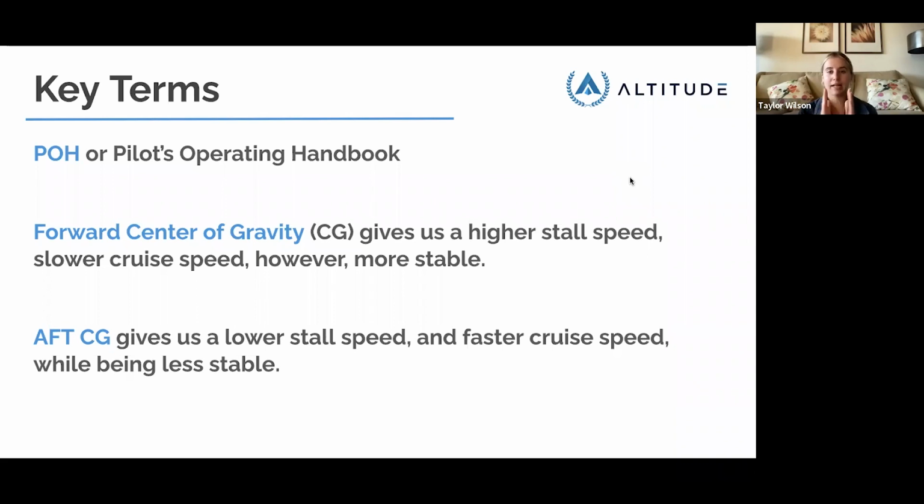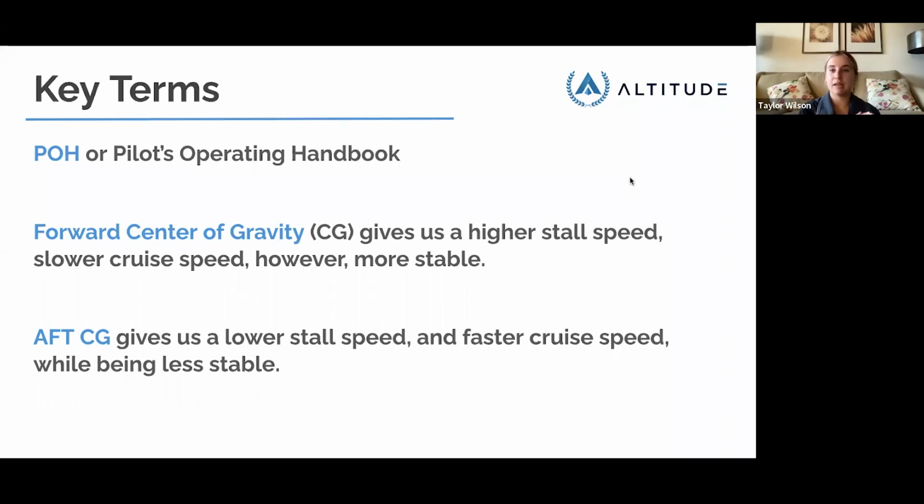Now, if you had that range and you had forward center of gravity, so towards the forward end of the aircraft, all the way at the end of that little range here, the characteristics associated with that is that we're going to have a higher stall speed, a slower cruise speed. However, we're going to be more stable.